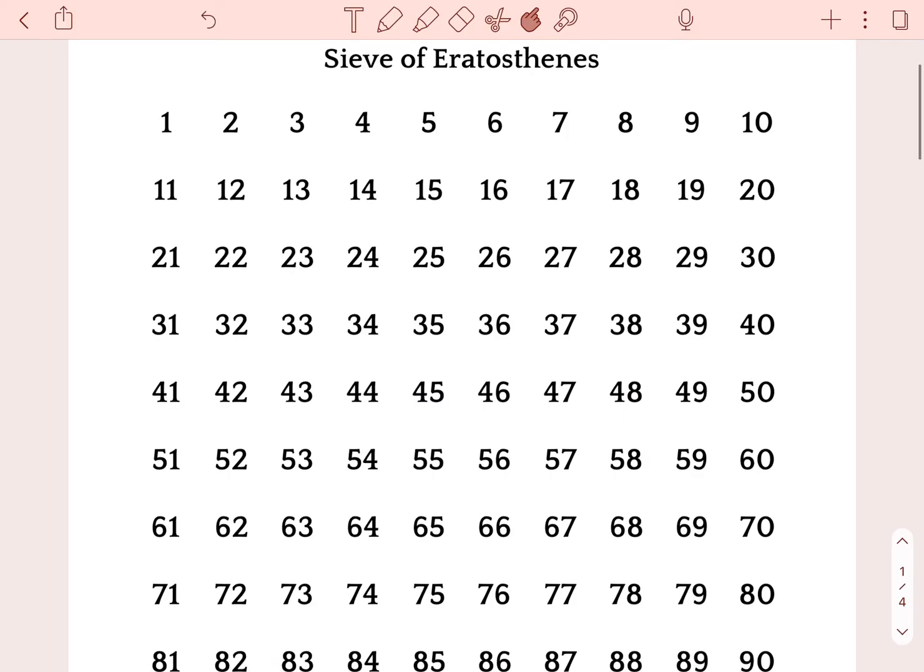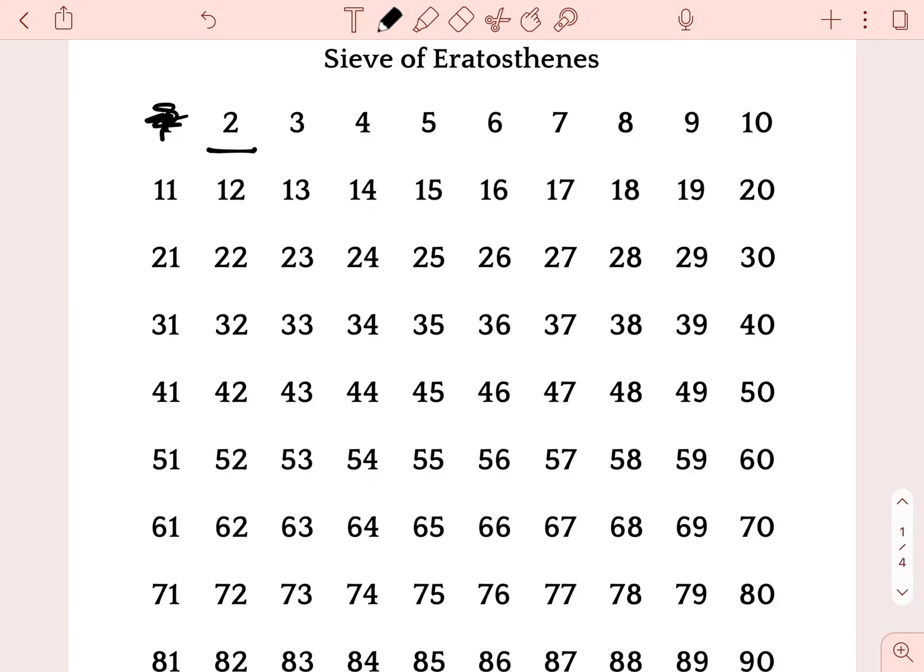So, for the Sieve of Eratosthenes, we're going to skip the number 1, so just cross out the number 1. Don't need that, because every number is a multiple of 1, so if we're trying to find specific numbers, that's not going to be helpful. I'll show you why in a minute. So we're going to start with the first prime number, and we're going to underline it.